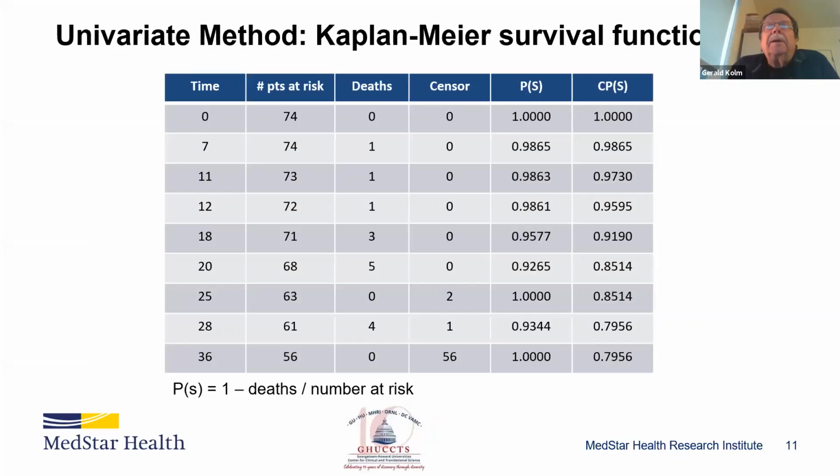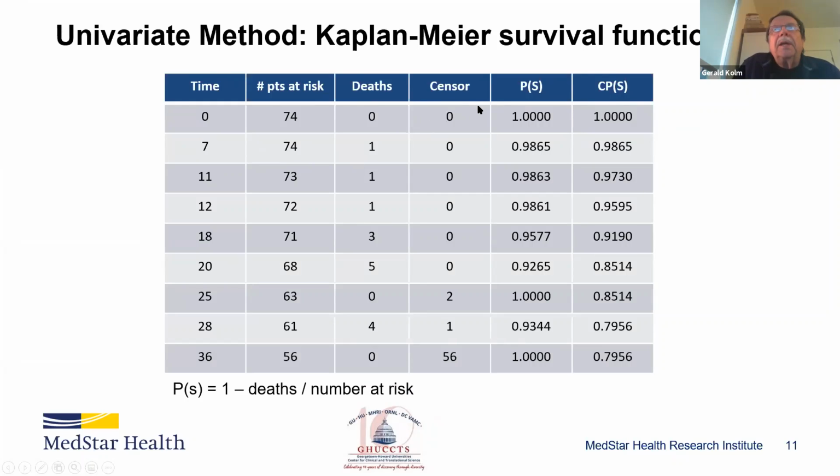So let me illustrate how we calculate the survival function. And this is known as the Kaplan-Meier method of calculating survival. And so in my data here, you can see that I have a point in time that patients are observed, the number of patients at risk, then the number of deaths that occur at that point in time, and the number that are censored at that point in time. Or this could also be an interval.